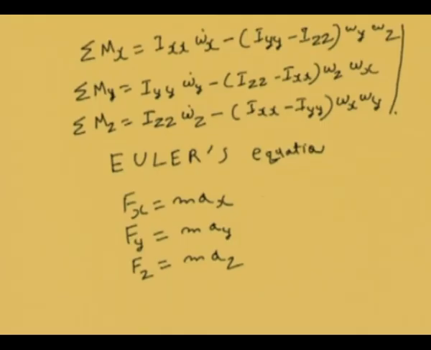Now we take various examples. Now we take one example. Suppose the body is just rotating about the x axis only, then we get sigma Mx is equal to Ixx omega dot x, Euler's equation. If the body is rotating with a constant angular velocity, then no net moment acts on it.